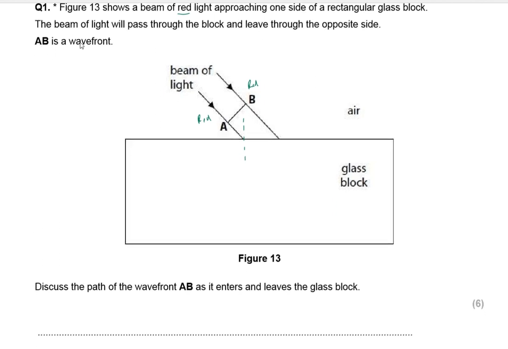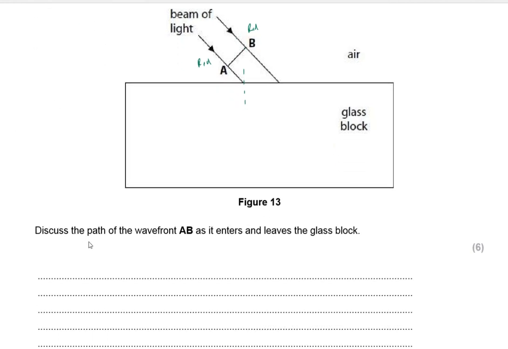Now A and B is a wavefront. We know from when we did waves that the wavefront is, if you're looking at the wave from the top, you just see the peaks and the bottoms. So these are the wavefront. This line here, that's the wave, the wave coming up. Normally when you look at the top, you can see only the ripples. Now we need to discuss the path of the wavefront A and B as it enters the block.